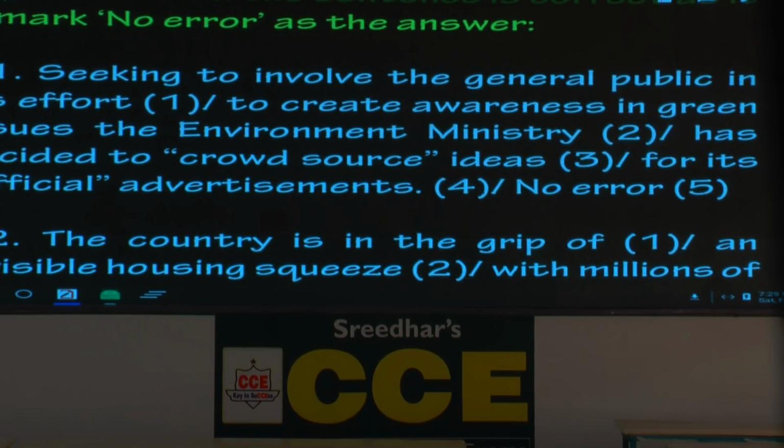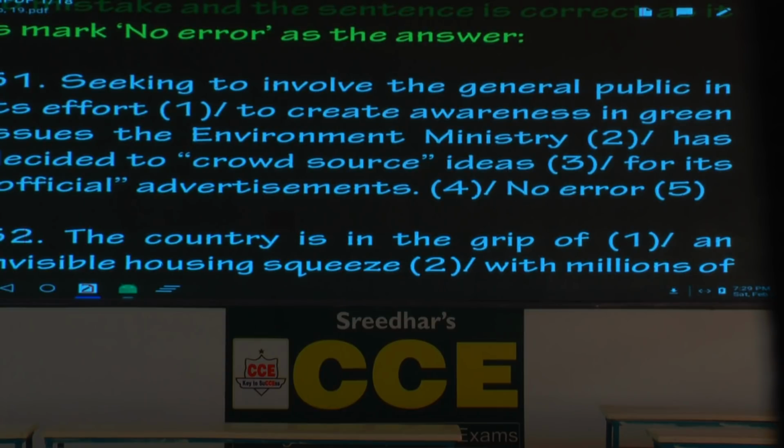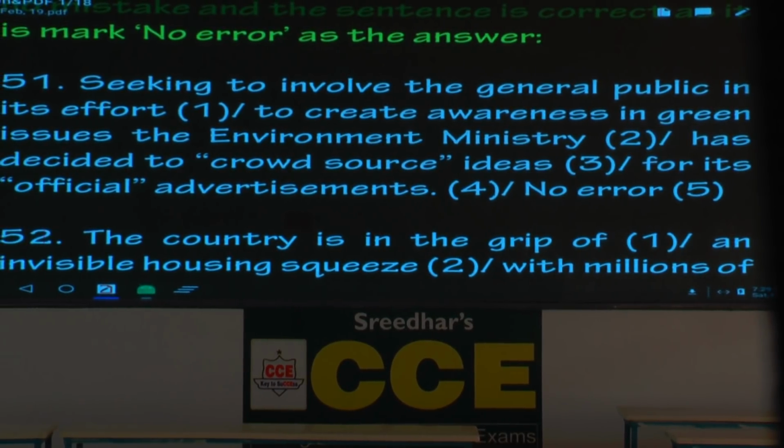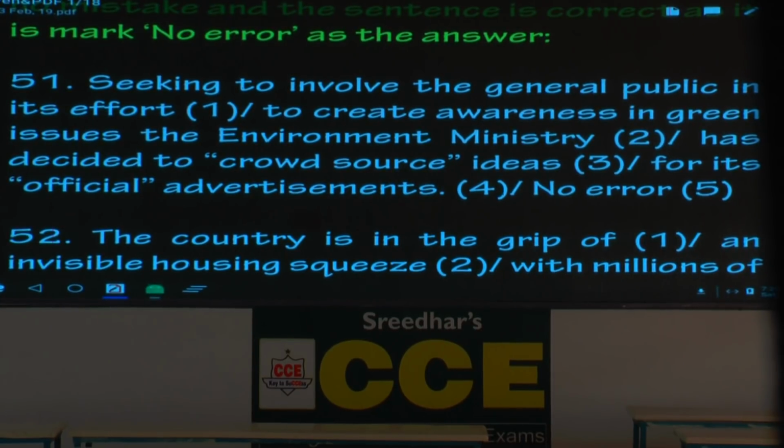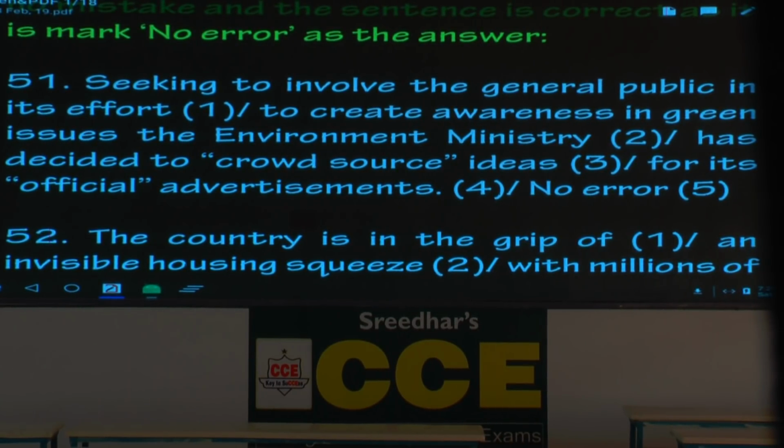Shall we start the session? Today also we will not touch the passages. We will do only 30 questions. We will get time for 30 questions. Shall I start with question number 51?